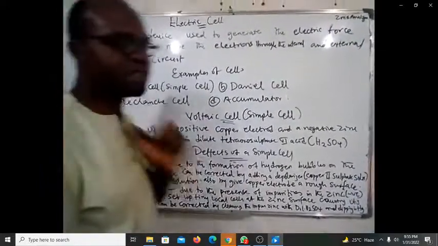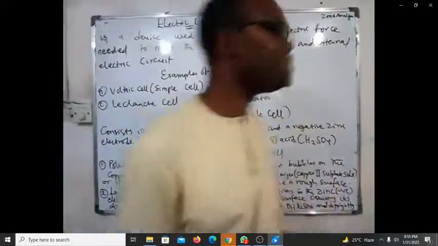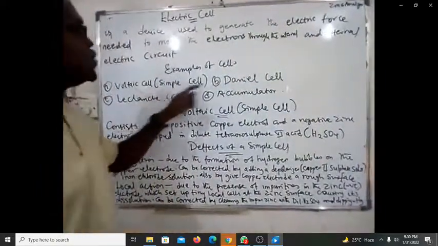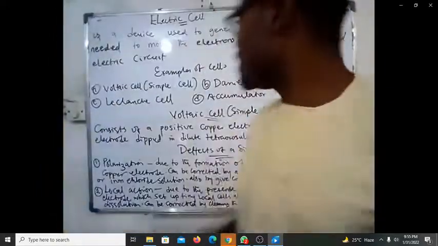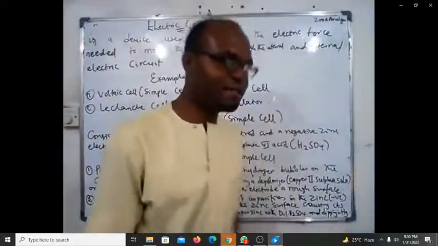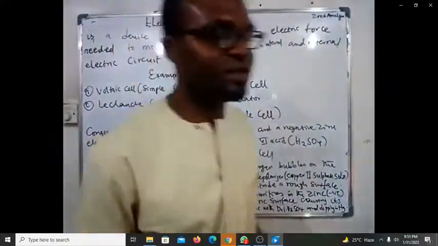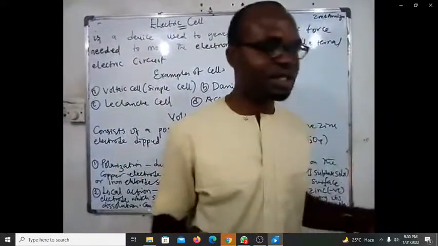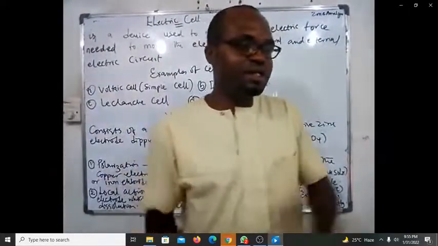We have different examples of cells. We have what we call simple or voltaic what? Cell, which is the first one we're going to learn. Simple or voltaic cell. We also have Daniel cell. We have Leclanche cell, and we have what we call accumulators. Is that clear? There are two classes of cells that we have. You understand? You have the primary cell and the secondary cell.